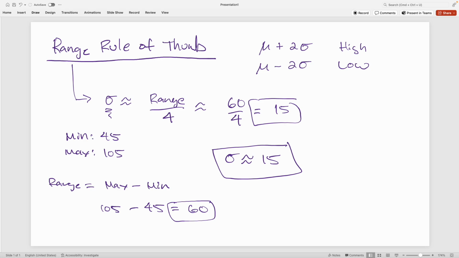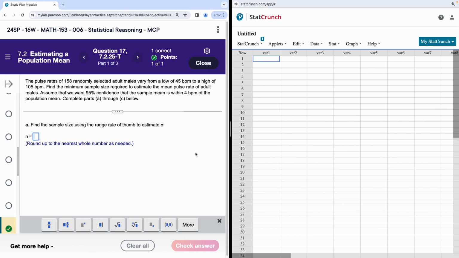And again, we're assuming that, or estimating that, as our population standard deviation. And that's why we're going to switch this example. We're not going to use t-stats in StatCrunch. We're going to use z-stats. So that's exactly what I'm going to do.